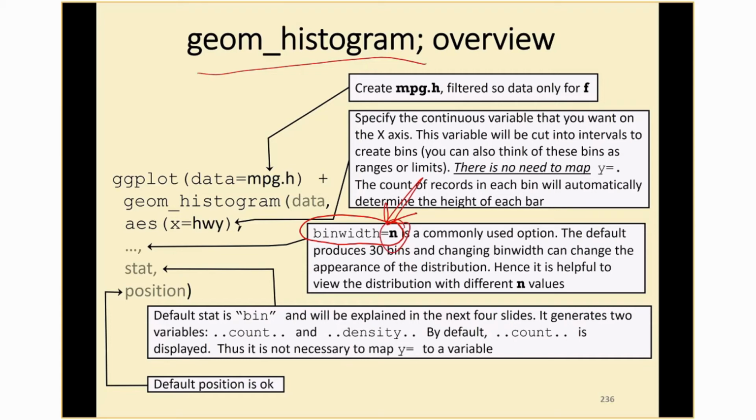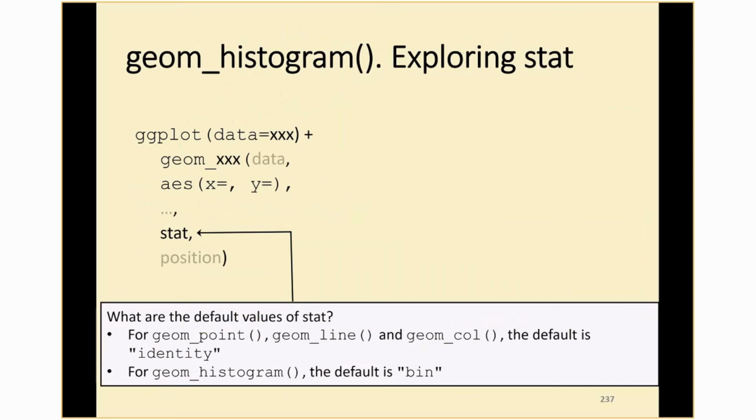The default stat is bin. It's okay. As I say, its role is to create the bins, count up the number of observations in each bin, and put those on the y-axis, so we don't have to map onto the y-axis ourselves, and the default position is okay. So let's think some more about the stat business, this bin business, what's going on.